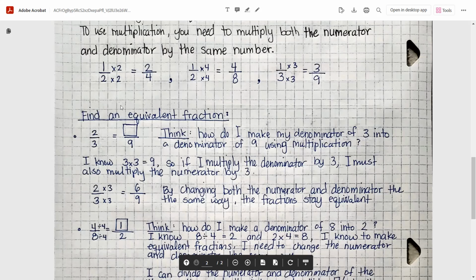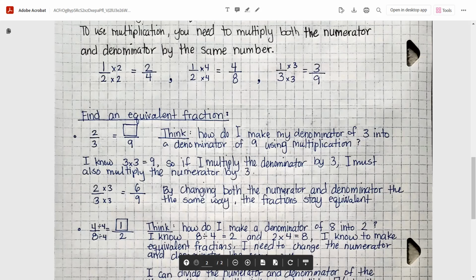Now, to find an equivalent fraction, so if I have 2/3 is equal to something over 9, first I have to think, how did I make my denominator of 3 into a denominator of 9 using multiplication? So I know from my multiplication facts that 3 times 3 is equal to 9. So if I multiply the denominator by 3, I must also multiply the numerator by 3. I can't do just one. I have to do both if I'm looking for an equivalent fraction. They have to get moved the same exact way.